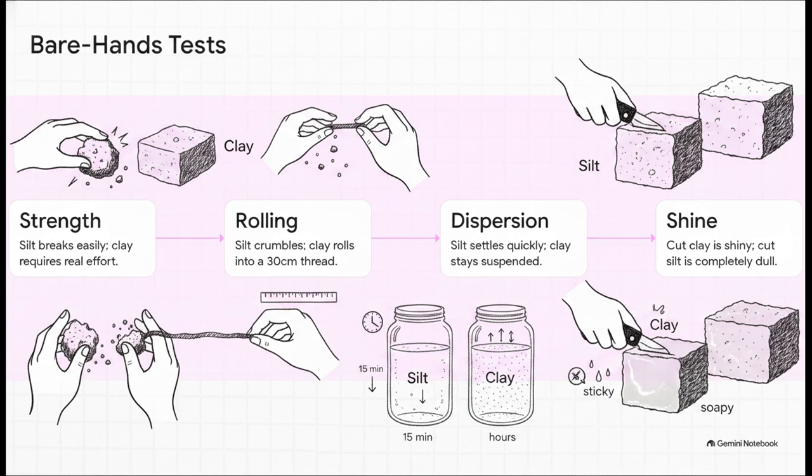If it requires real effort to snap, you've got clay. Second is the rolling test. Try rolling some moist soil into a tiny 3mm thread. Silt is just going to crumble apart, but clay is tough. You can roll it into a thread 30 centimeters long, and it will literally hold its own weight.